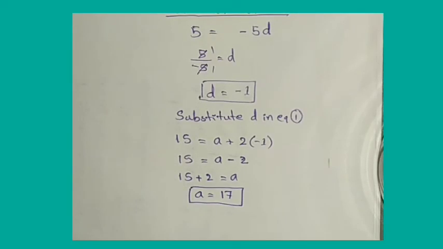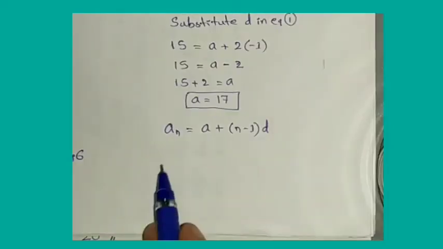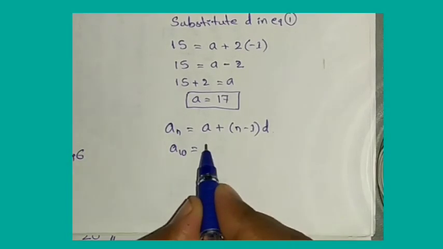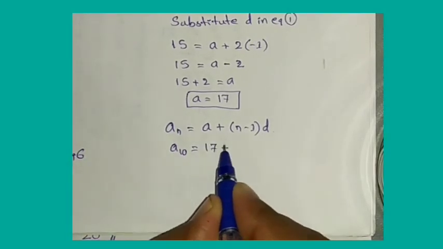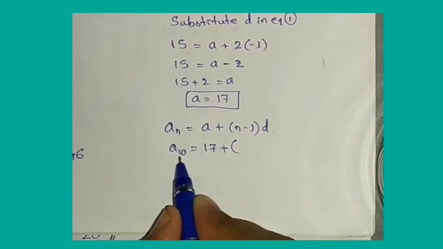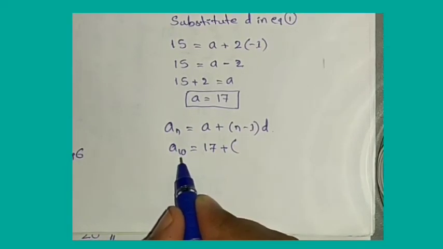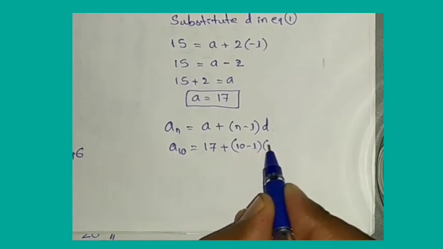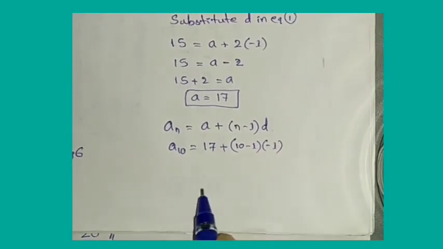Still what we have to find? We have to find a10. So use the an formula. In place of an I will write a10. Just we got a, that is 17, plus n minus 1 into d. n is our 10, because in place of n we are writing 10. So it becomes 10 minus 1 into d, and d is minus 1, so keep it in brackets.